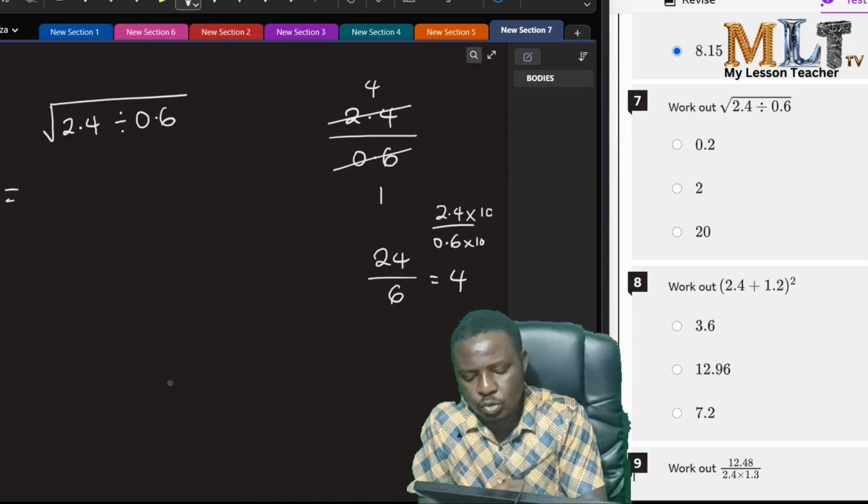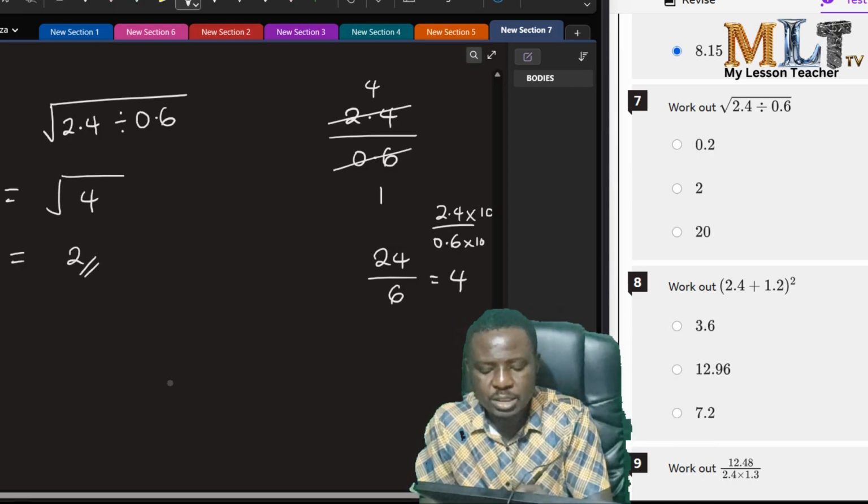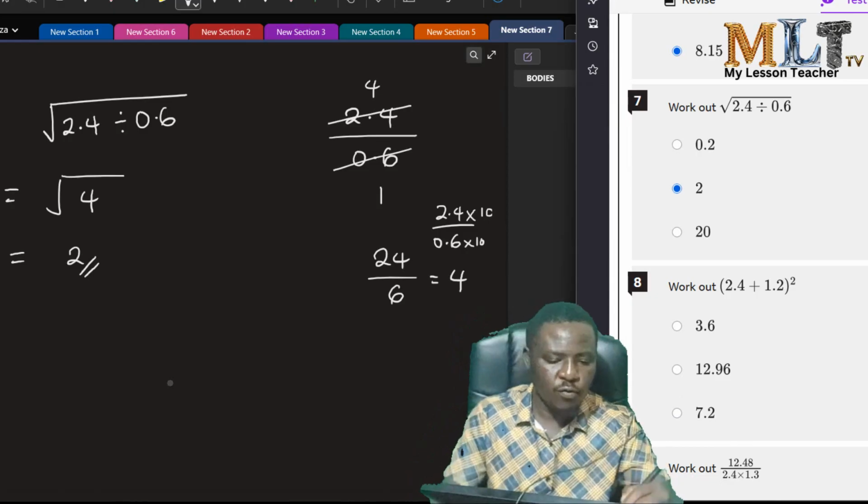So this is equal to square root of 4, and square root of 4 is equal to 2. So root 4 is 2.